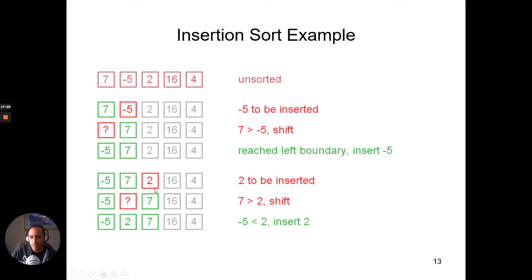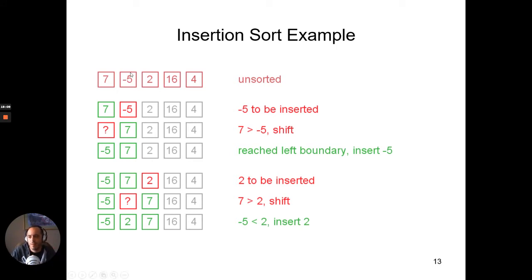In order to do this, you need to pull the value you're looking at out of the list temporarily, just a variable that holds that, and that will allow you to move the items along, and then you insert this back in.